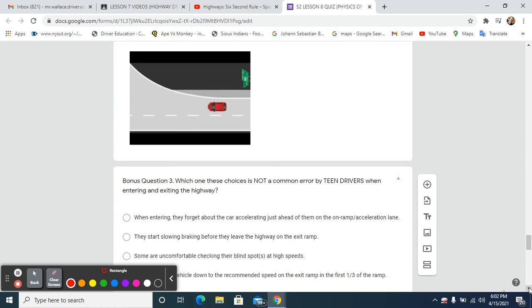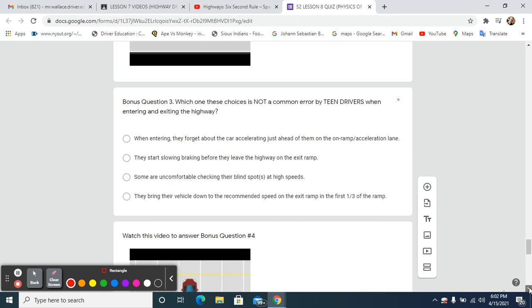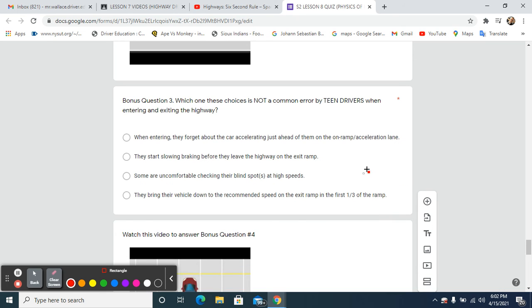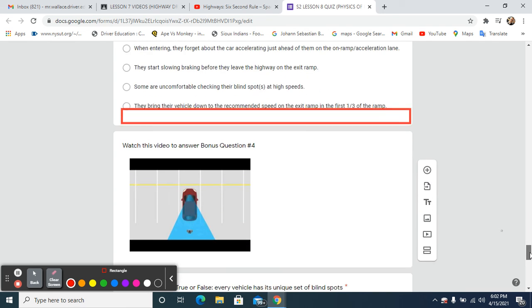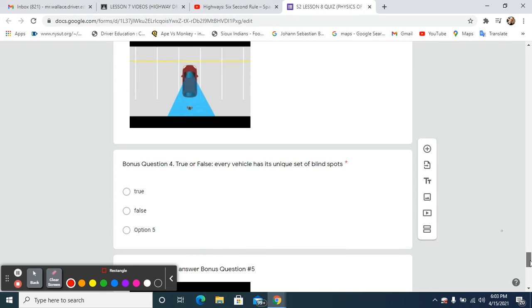When watching the video of entering and exiting, the one choice that is not a common error is they bring their vehicle down to the recommended speed on the exit ramp in the first 1/3 of the ramp. That is one thing they should do. It is not a common error.